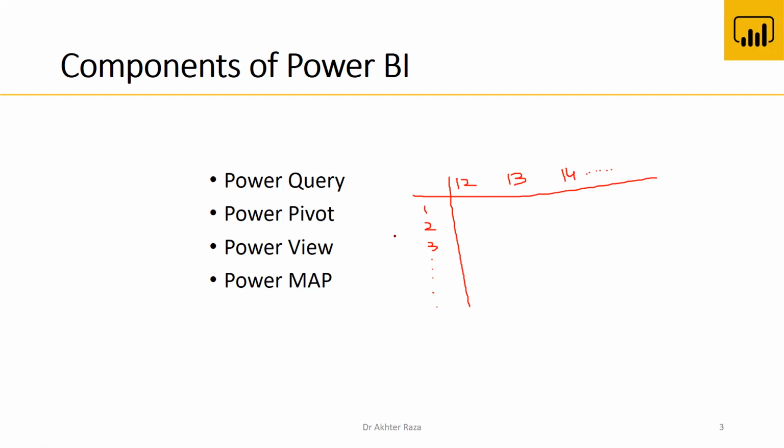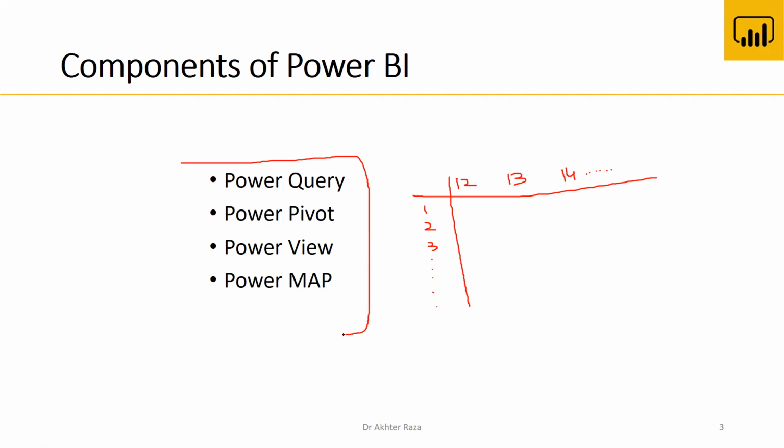In Power View, we can visualize the data using different visuals in the reports, and we can construct dashboards which are comprised of several reports in Power View. In Power Map, we can have complete map visuals in which the country's data is shown with locations, longitudes and latitudes. We can view the data with the help of maps. So these are the contents of Power BI.